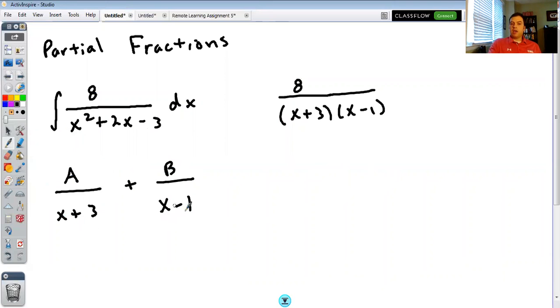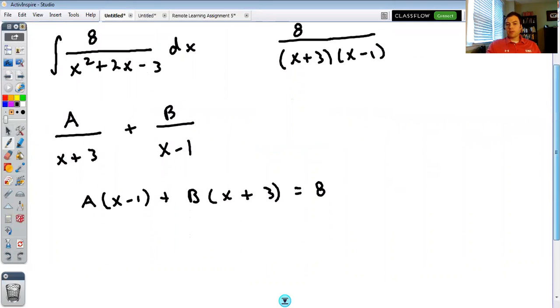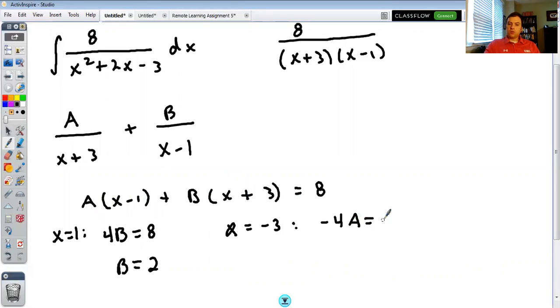We're going to cross multiply. A times x minus 1 plus b times x plus 3 would have to add up to make the numerator, which is 8. Then we're going to pick x values to help us solve. So I'm going to start with x equals 1. When I plug in 1 for x, a goes away, and I get 4b is equal to 8. So b is 2. And then when I plug in x equals minus 3, b goes away, and I get negative 4a equals 8. So a is equal to negative 2.